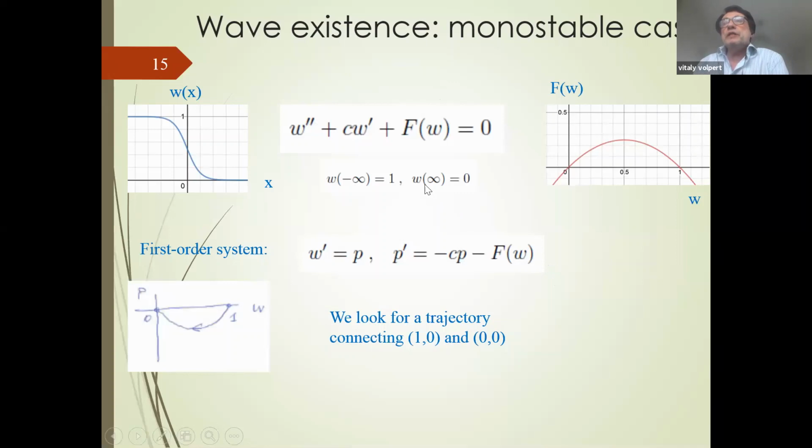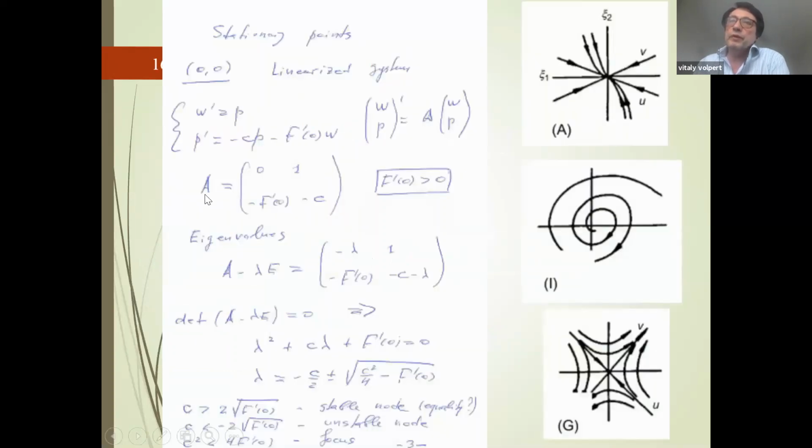And these limits at infinity give us two stationary points, the 1, 0 point here and the 0, 0 point here, and we look for a trajectory connecting these two stationary points. This is our mathematical problem, and it can be easily solved. We should consider this linearized system of equations and study the stationary points. Of course, I will not do it. It's just a very simple and standard exercise.